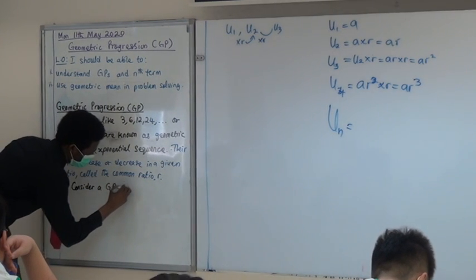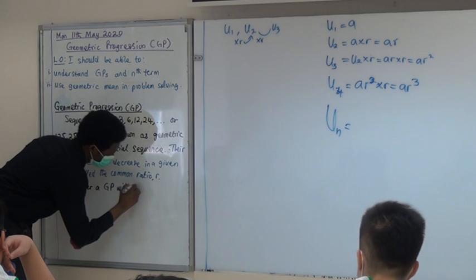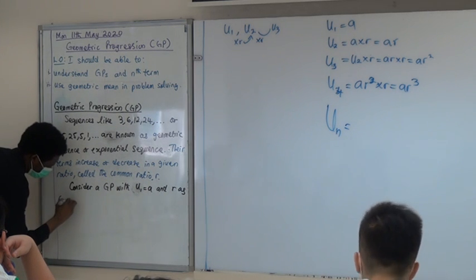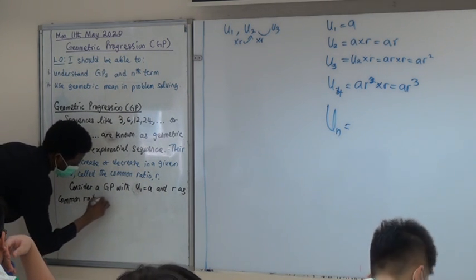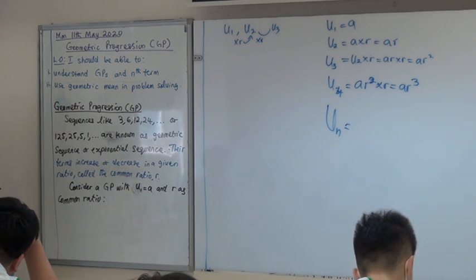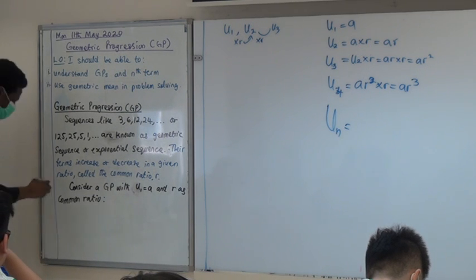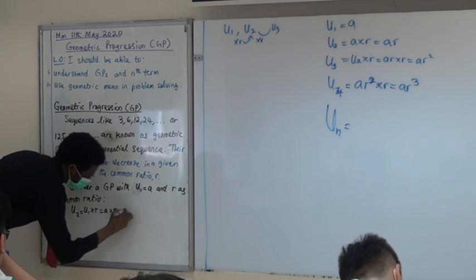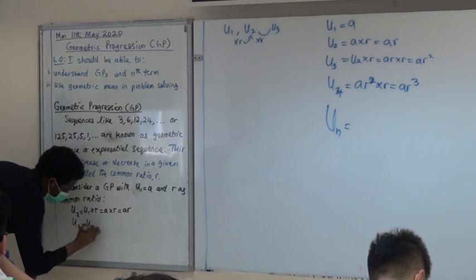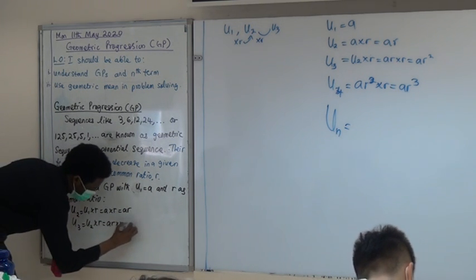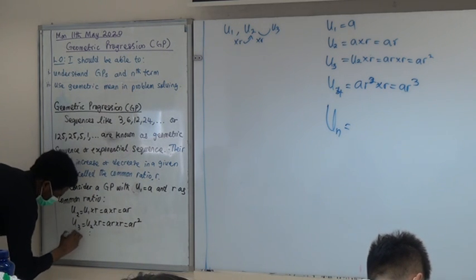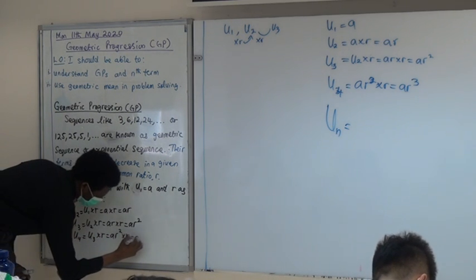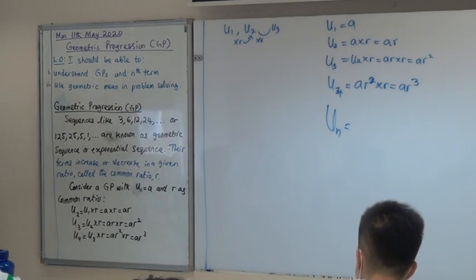Consider a GP with U1 equals A and R as the common ratio. Okay, if we have this, can we get this? U2 is actually U1 times R, which is A times R, that is AR. U3 is actually U2 times R, which is AR times R, which is AR squared. And if this, let's say U4, U4 is U3 times R, which is AR squared times R, and that is AR cubed. So let's write the generalization there.